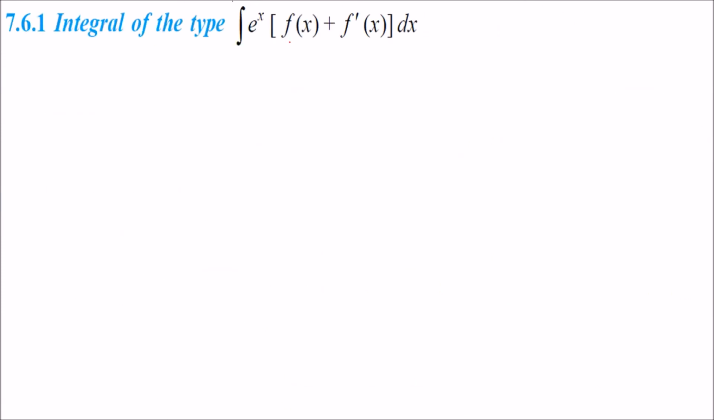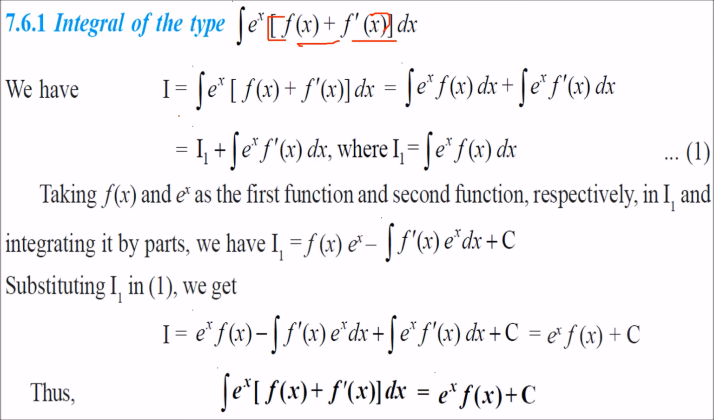For integration of this type, e to the power x times f x plus f dash x, if you get this, you can directly answer it. It's quite easy. If you take the integration of this and the integration of this separately, this will be I1 and this will be I2. Now in this, take f x as the first function and e to the power x as the second function.